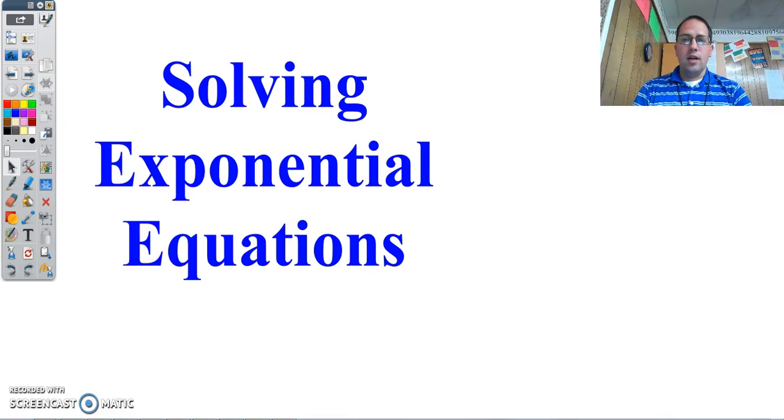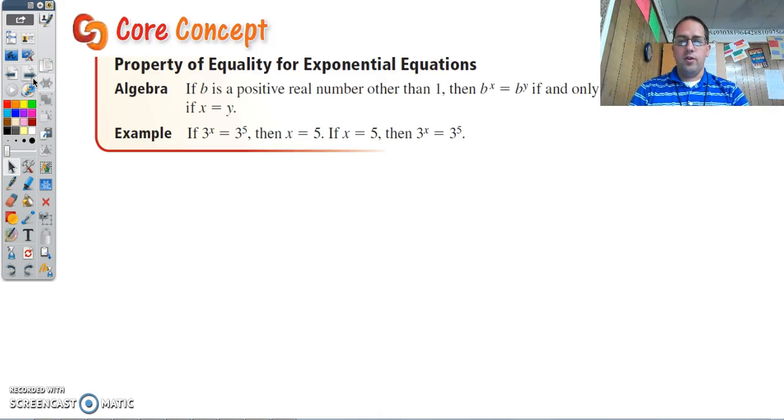Hello class, today what we're going to look at is solving exponential equations. An exponential equation is just an equation that has the variable in the exponent. So what we need to look at first is the property of equality for exponential equations.